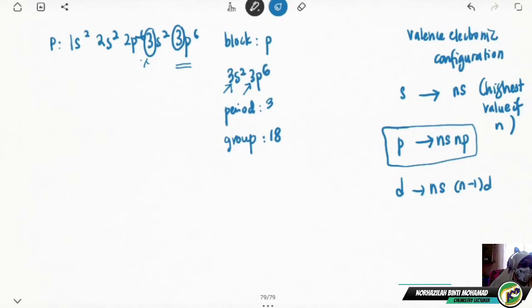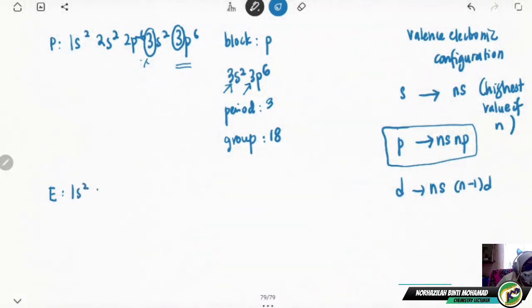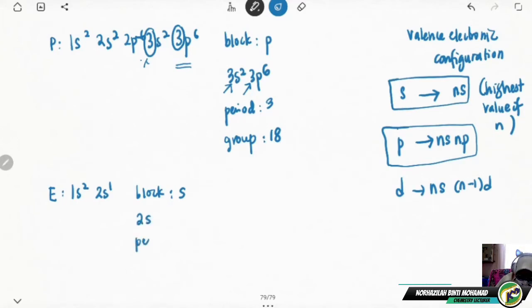Okay, let's look at one with S. Let's say I have this element: 1s2, 2s1. So the block is S. The valence electronic configuration, if it is S, is 2s. So 2s1. Period 2. Group 1, correct?